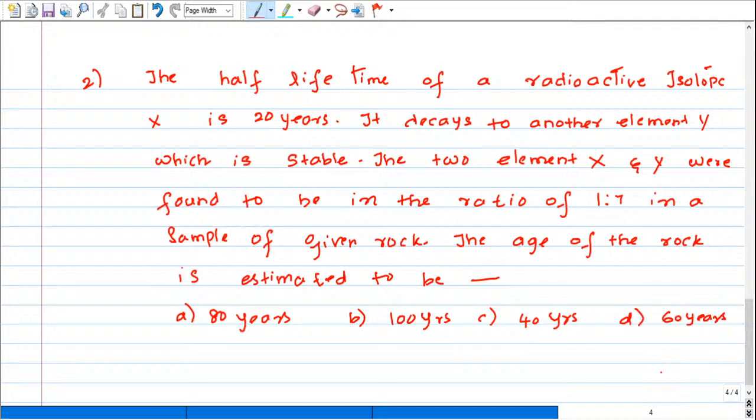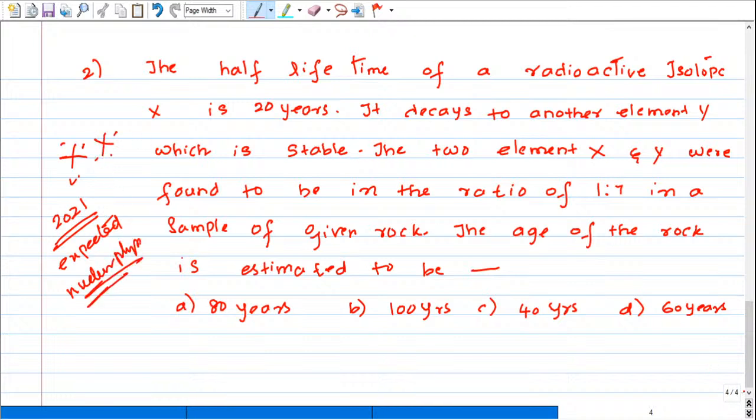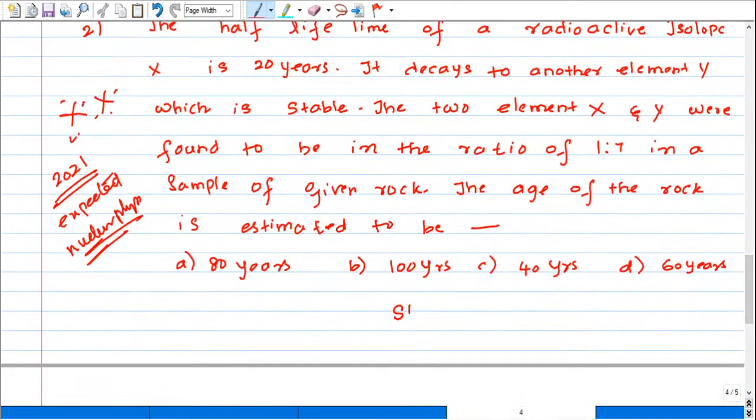We already did this type of question on my channel before, but I am expecting this important question this year. It's a very important 2021 expected question in nuclear physics. I am not going to use any formula. Again we are going for the shortcut method.